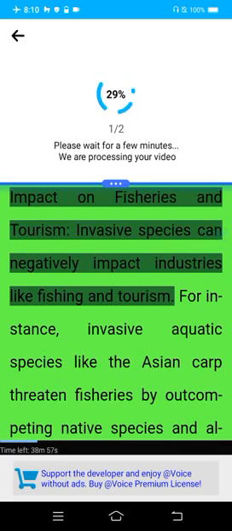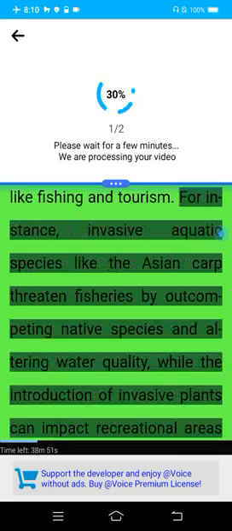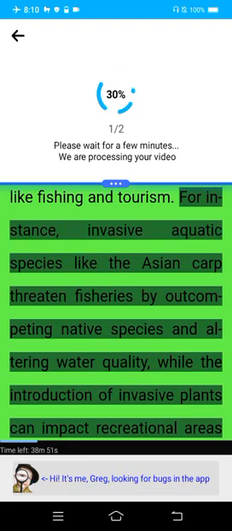Impact on fisheries and tourism. Invasive species can negatively impact industries like fishing and tourism. For instance, invasive aquatic species like the Asian carp threaten fisheries by outcompeting native species and altering water quality, while the introduction of invasive plants can impact recreational areas and landscapes.